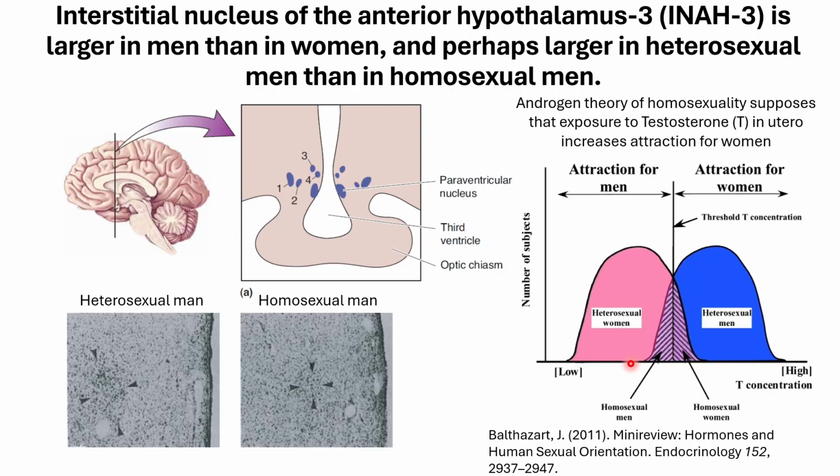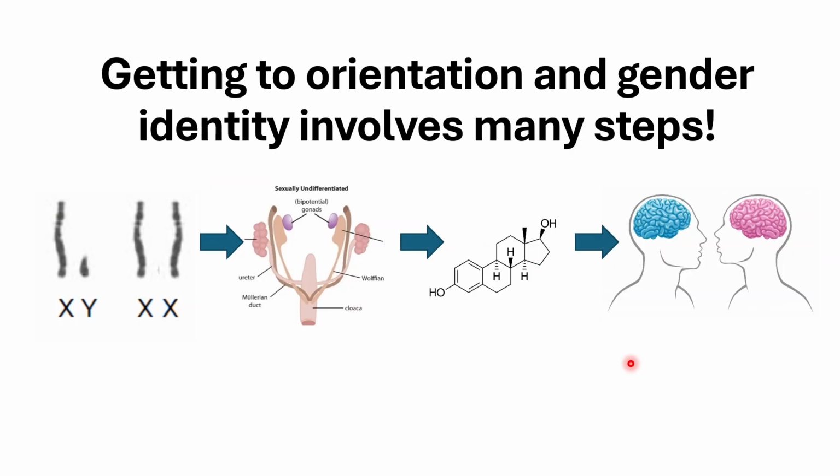So the point is that getting to things like orientation and gender obviously involves many steps. We're talking about brains that are sexually dimorphic to some degree, but with lots of overlap. It involves genes, but it also involves hormones, and there are lots and lots of steps involved in making a complex structure like the brain. And so it's easy to understand why, while there might be two main categories in which we can lump humans, there's overlap in between, and that overlap is real and exists.